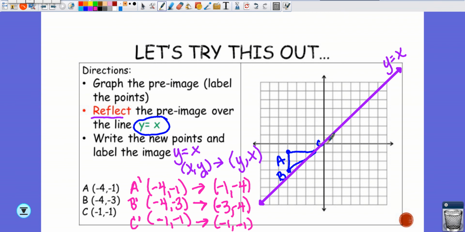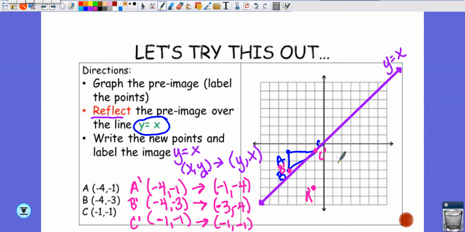So I get -1 and -4. So this is -1 and 1, 2, 3, 4. That's my A prime. And then I get -4, and then 1, 2, 3. And not my C prime, I'm sorry, that's my B prime right here. And then -1, -1. That would be my C prime.